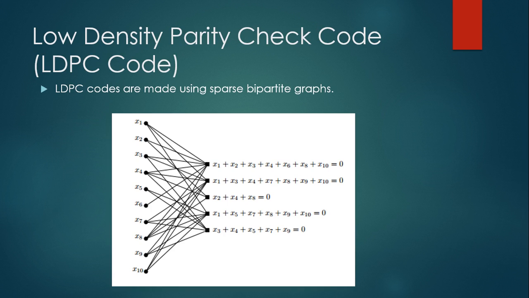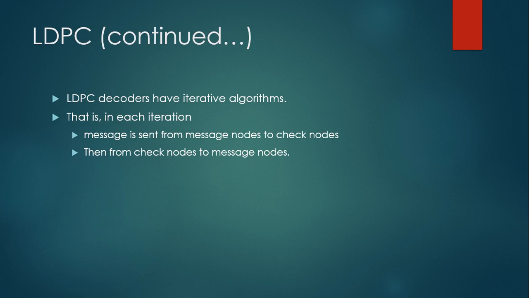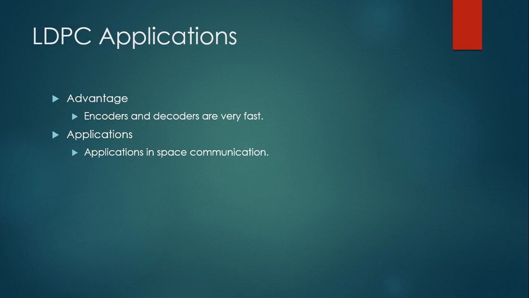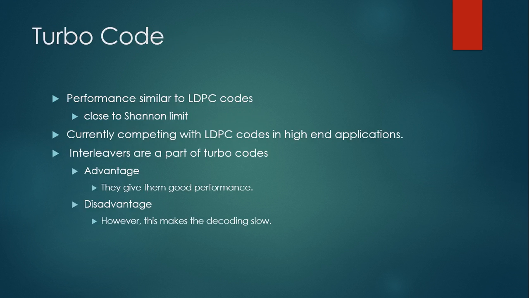So now I'll discuss low density parity check codes. This is an example of an LDPC code in the attached figure, and LDPC codes are made using sparse bipartite graphs. LDPC decoders are iterative algorithms. That is, in each iteration, the message is sent from the message node to the check node, and then again from the check node to the message node. The advantage of using LDPC codes is that encoders and decoders are very fast, and they are used in space communication and satellite communication as well.